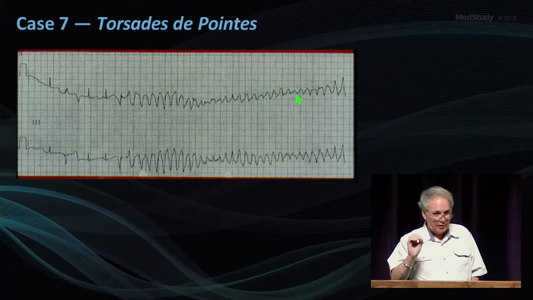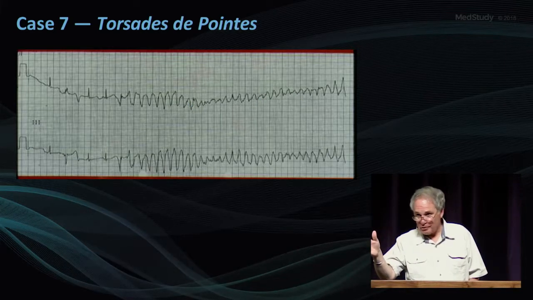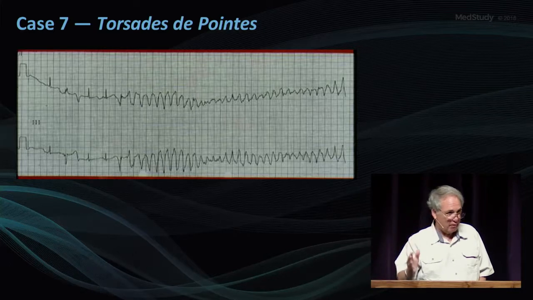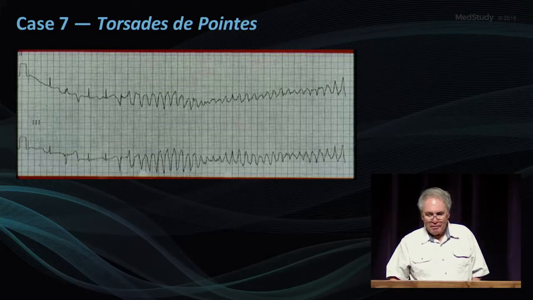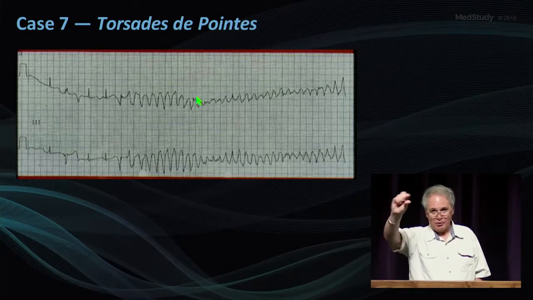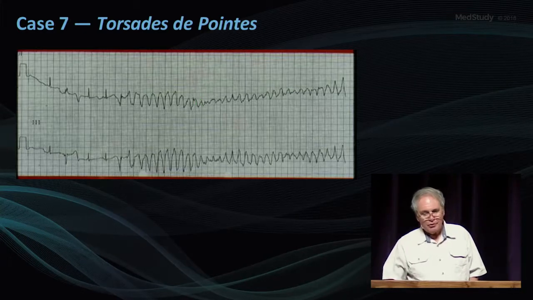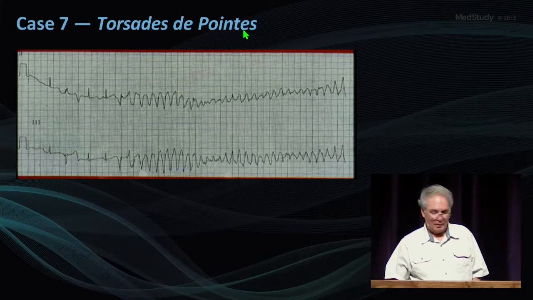This is a wide QRS tachycardia, right? The QRSs are wide, therefore it's a ventricular tachycardia. And notice how it spins around on its axis. It twists and turns. And this is torsade de pointes. That's what it's called, okay?